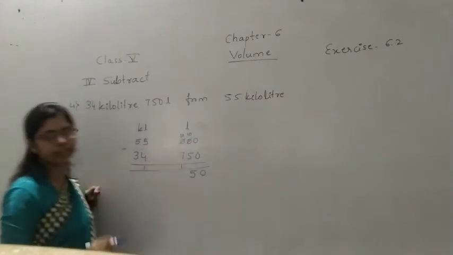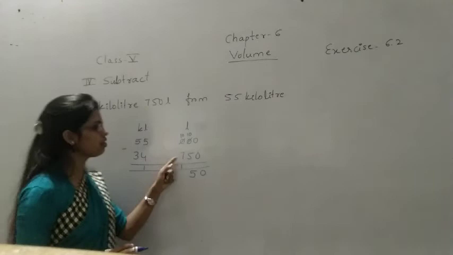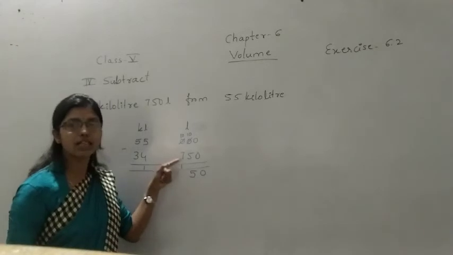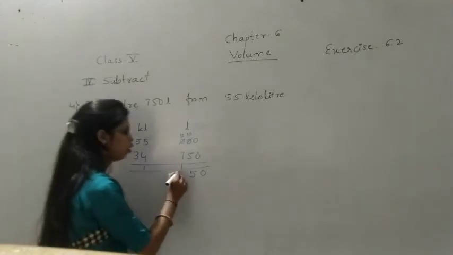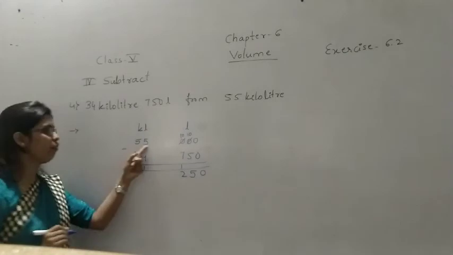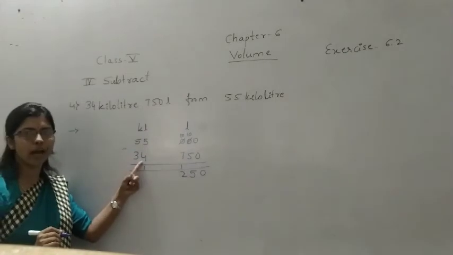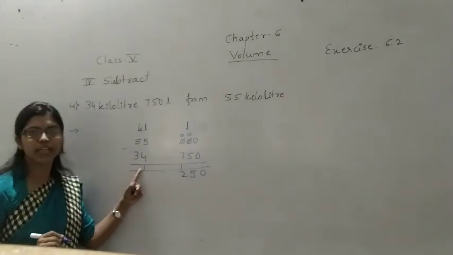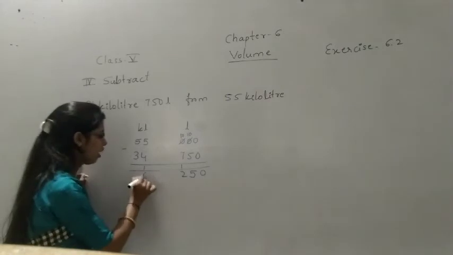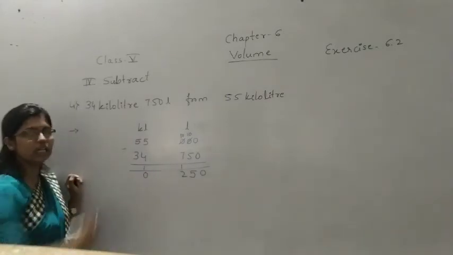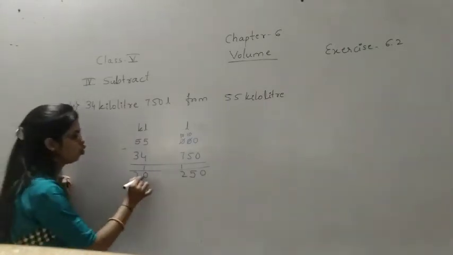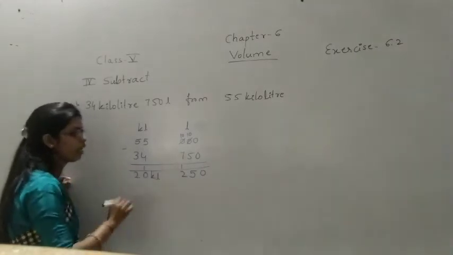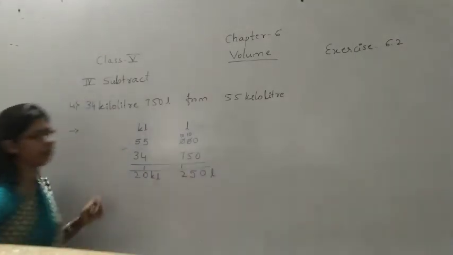3 minus 1 is 2. Now 5 minus 4 is 1. 1 minus, we should subtract the carry 1 also, that is 0. 5 minus 3 is 2. This one is 20 kiloliter and 250 liter.